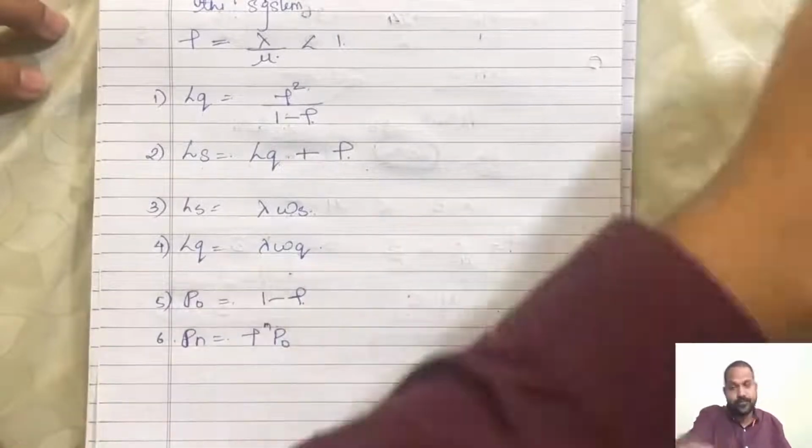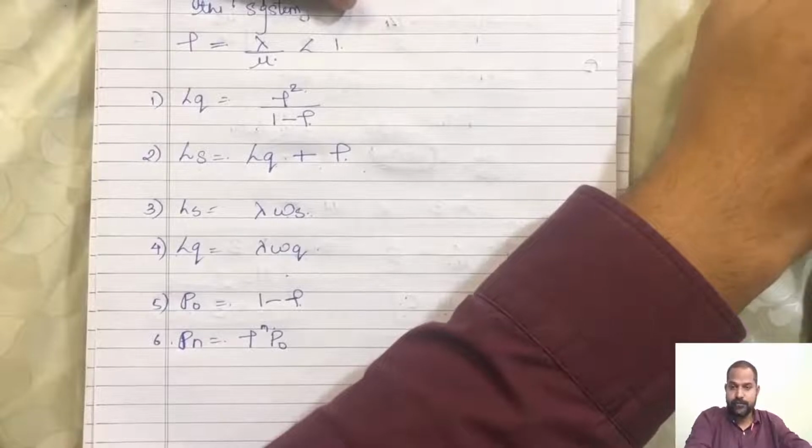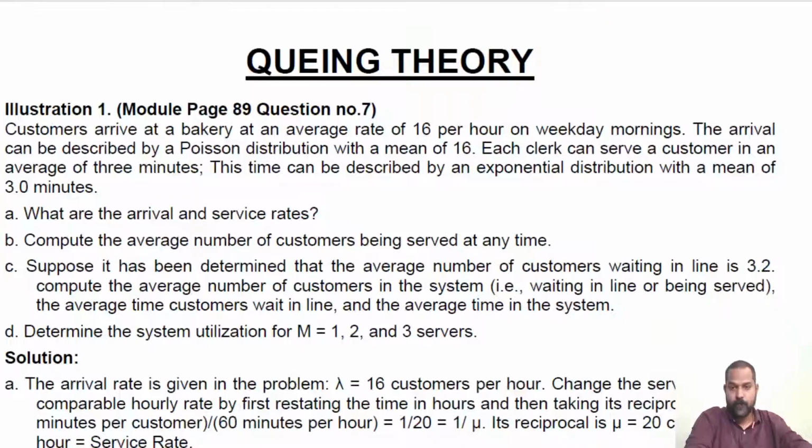Let's come to the questions from your institute material, queuing theory. Question number 1, for me in your institute material, it is page 89, question number 7. Customers arrive at a bakery at a rate of 16 per hour. So the arrival rate is 16 people per hour.